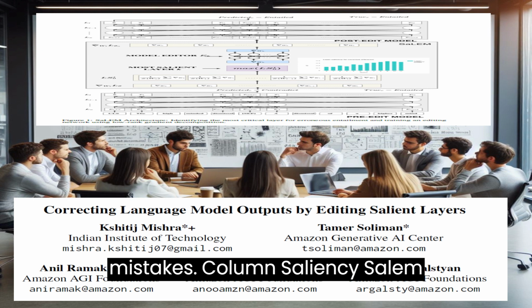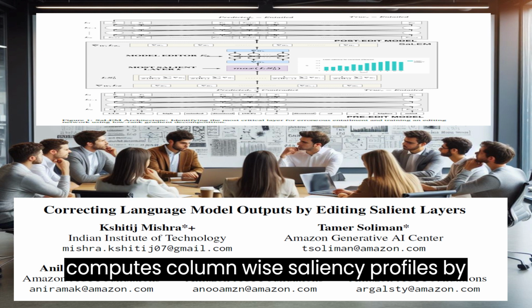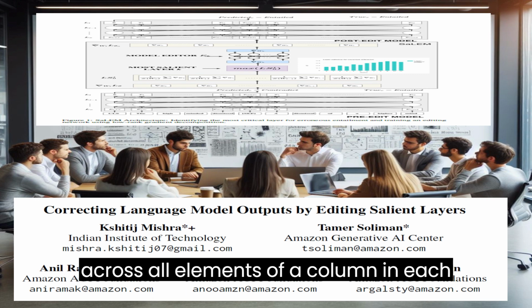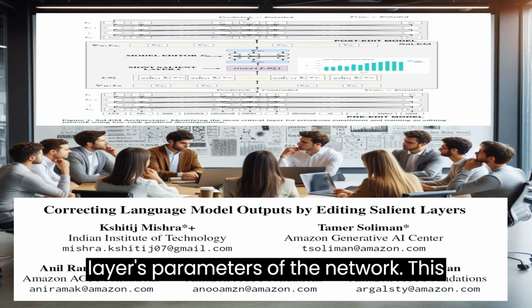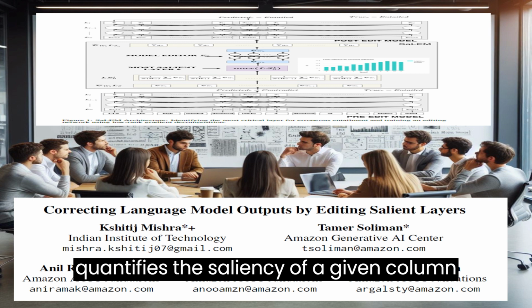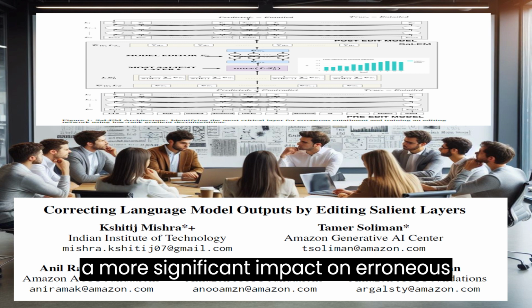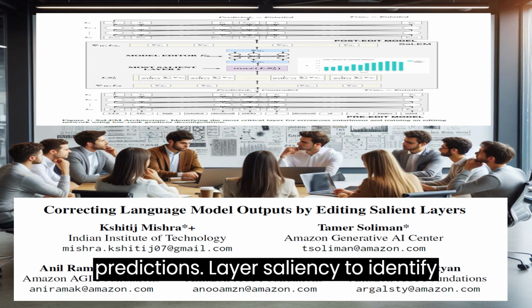Column saliency. Salient computes column-wise saliency profiles by averaging parameter-wise saliency values across all elements of a column in each layer's parameters of the network. This quantifies the saliency of a given column in a layer, with a higher value indicating a more significant impact on erroneous predictions.